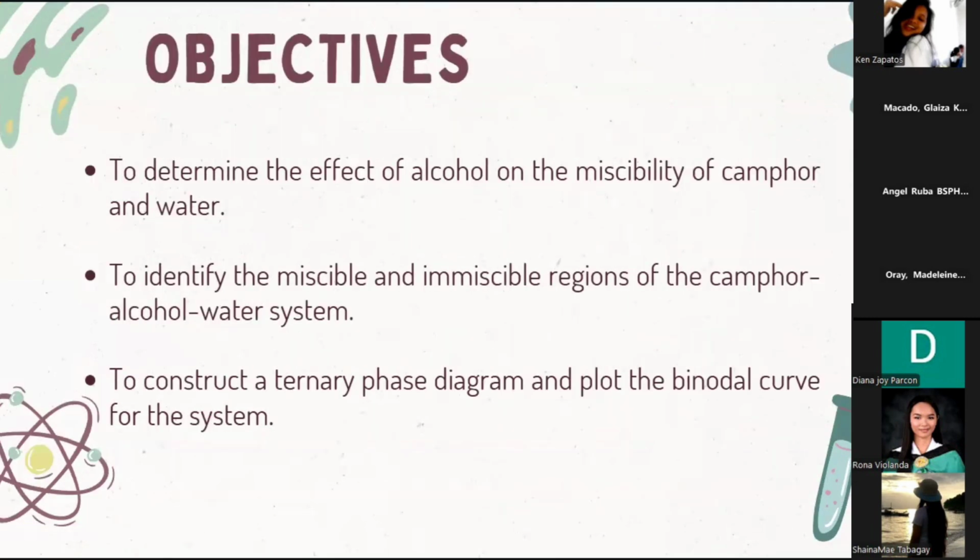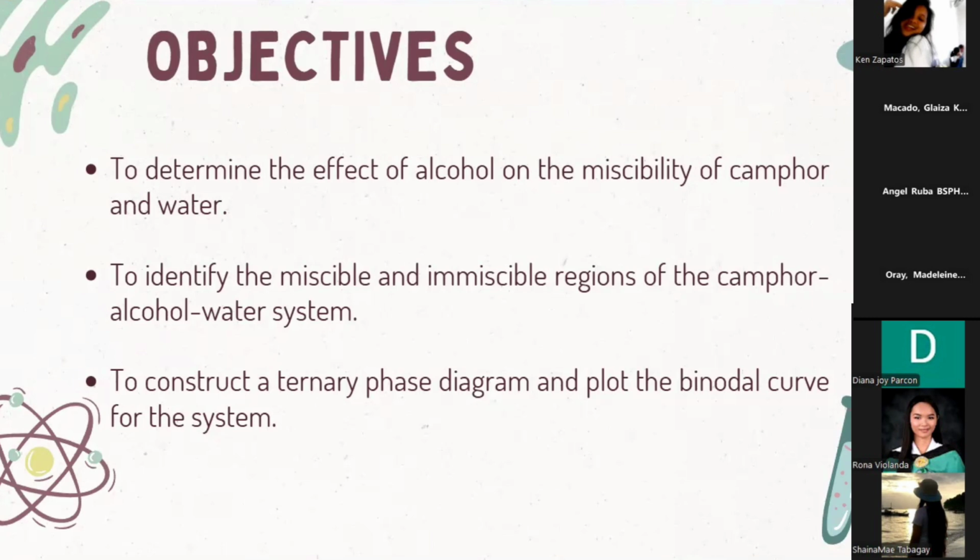For the objectives, first is to determine the effect of alcohol on the miscibility of camphor and water. Second, to identify the miscible and immiscible regions of the camphor-alcohol-water system. Third, to construct a ternary phase diagram and plot the binodal curve for the system.